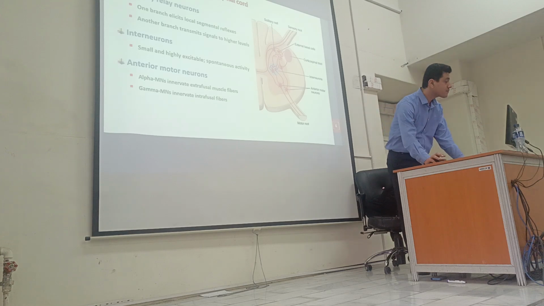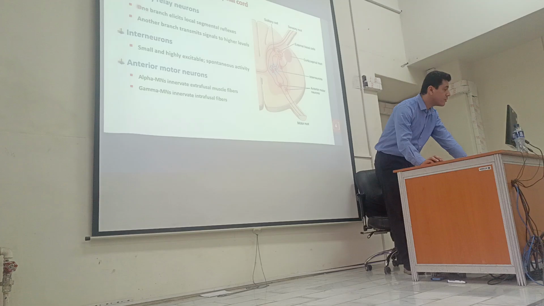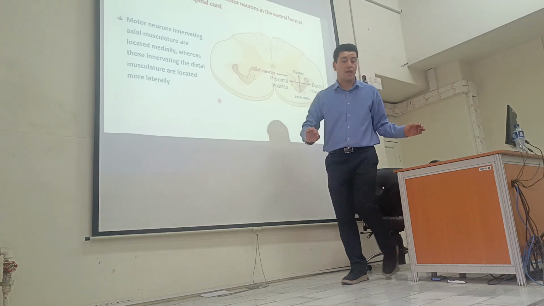Let's see, okay? Sensory neurons are here in the dorsal horn, interneurons are here in the intermediate zone, and mainly anterior motor neurons are here in the ventral horn. So we have alpha motor neurons and gamma motor neurons. Alpha motor neurons innervate extrafusal muscles, gamma motor neurons innervate intrafusal muscles. What are these? We'll see. Okay?